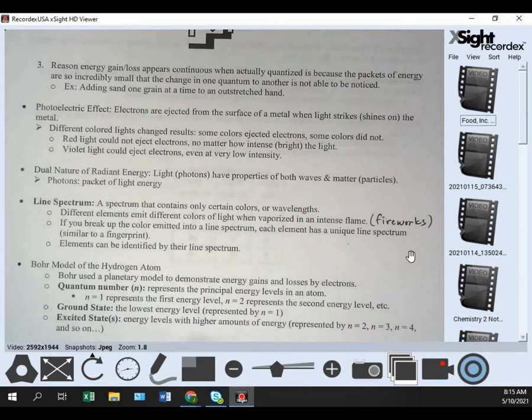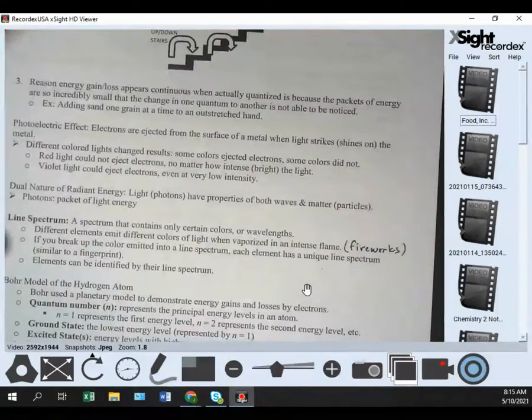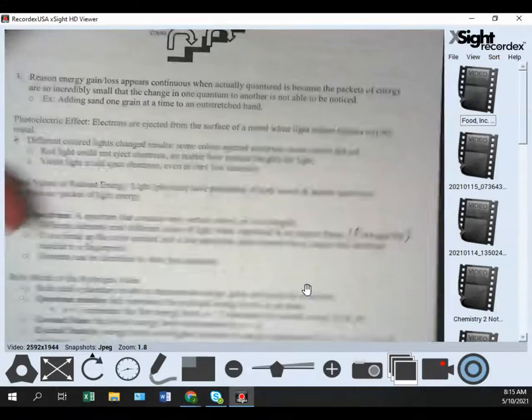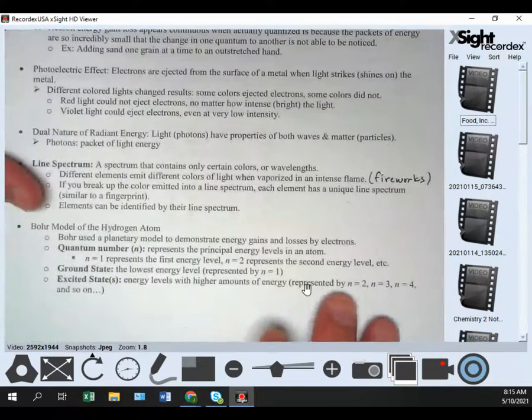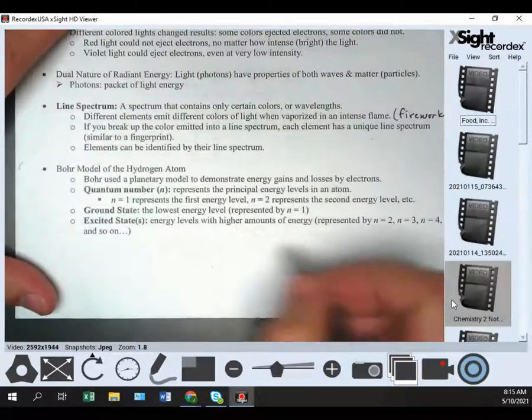All right, line spectrum. Now, there's a model. If we go back to models of the atom, and I think we mentioned this a long, long time ago, way first semester, there was a guy named Niels Bohr that had a model of the hydrogen atom. He used what's called a planetary model to demonstrate energy gains and losses by electrons. So the Bohr model looks something kind of like this.